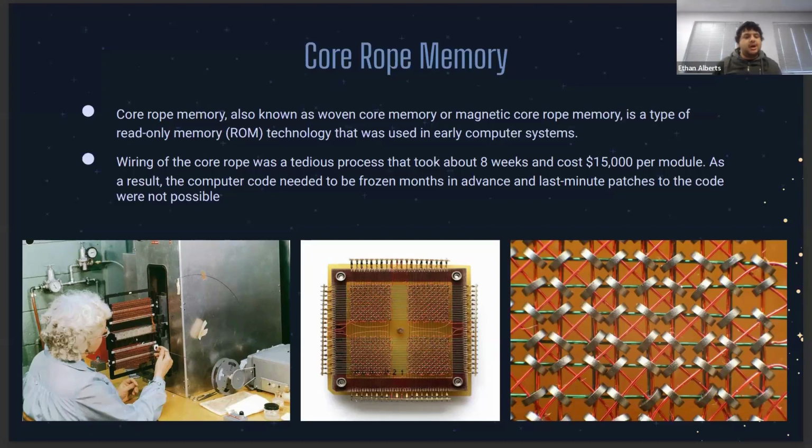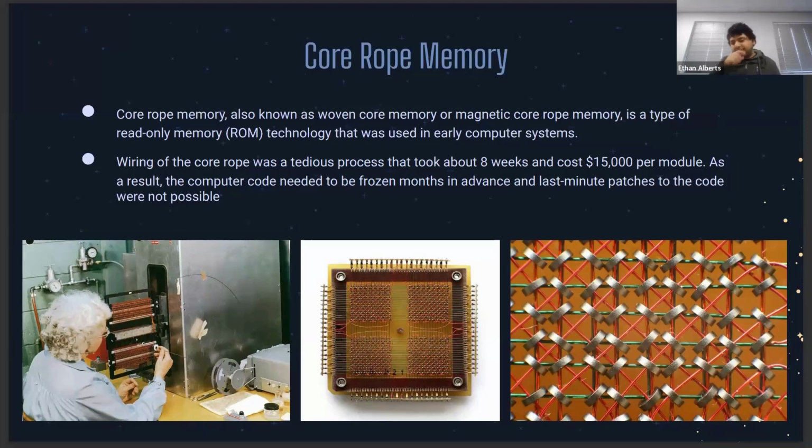Wiring of the core rope was a very tedious process that took up to 8 weeks and cost about $15,000 per module. As a result, the computer's code needed to be frozen months in advance, because they were weaving this memory by hand, as you can see in the image on the left. So if you had a bug, you were pretty much out of luck.